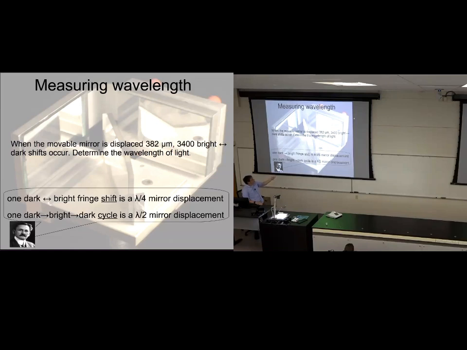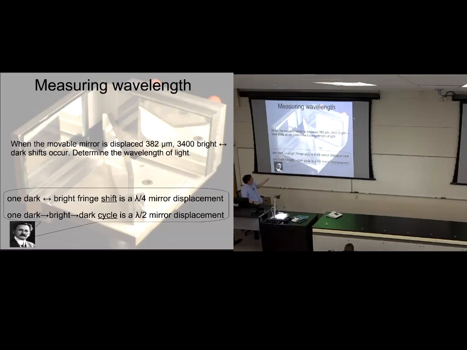And when we did that, we were even more careful, and we counted 3,400 bright to dark fringe shifts. So it's the total number of fringe shifts from bright to dark or dark to bright. So we've moved the mirror a known distance. This is the D. We counted a known number of fringe shifts. This is the N, and we're just going to determine the wavelength of light based on that.